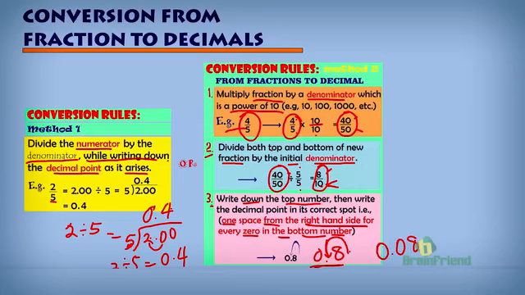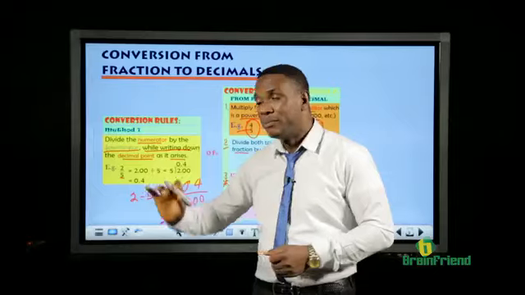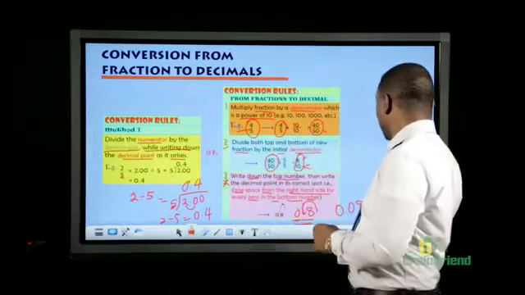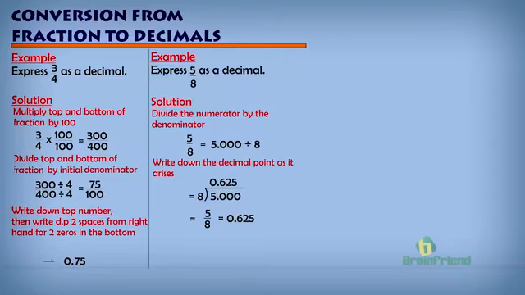So this rule, that is the third rule here, is very important when we have a numerator divided by a power of 10. These are the 2 methods that we have in converting fractions to decimals. Let's take some typical examples for better understanding.